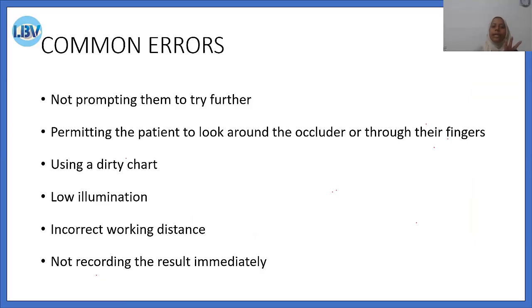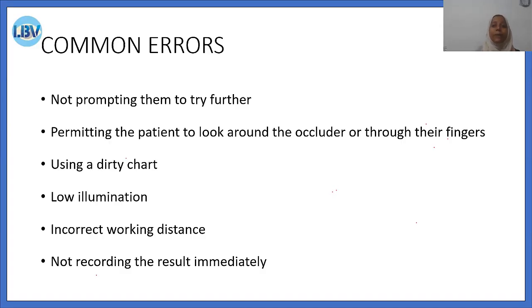These are some common errors that we always make, like not prompting them to try further. You need to give time. Every patient may not need time, but when it is required, you need to give it. So you need to prompt them to try further. Try to read. Then permitting the patient to look around the occluder or through their fingers. You need to make sure that they are not looking through their fingers.